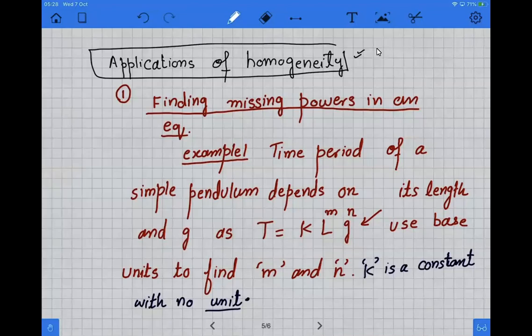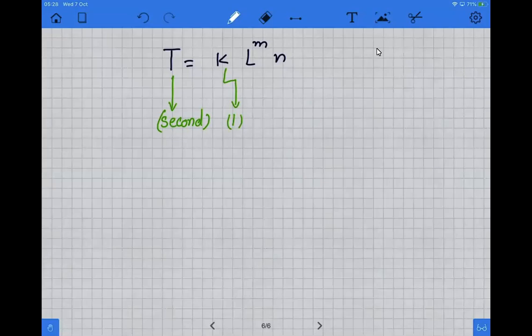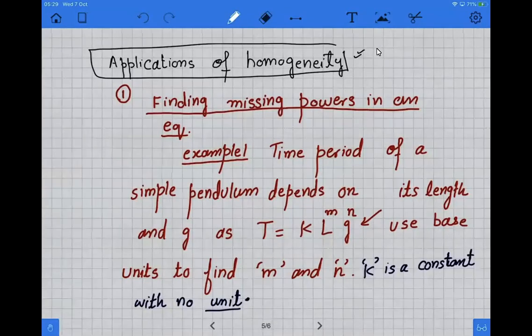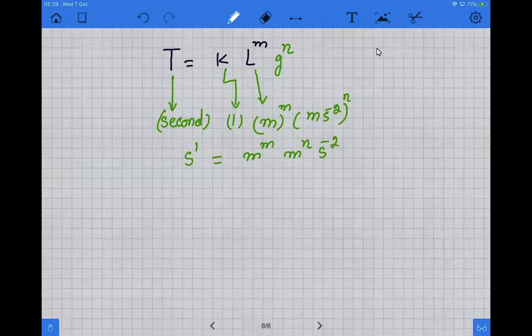So to solve this, unit of time period is second. K has no unit. If something has no unit, it is substituted with 1. Unit of length is meter and its power is m. G is meter second power minus 2, with power n. Now let's simplify this. Second power 1 is equal to meter power m, meter power n, and second power minus 2n.